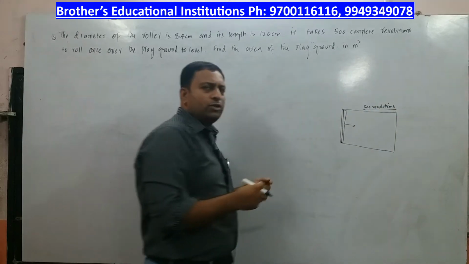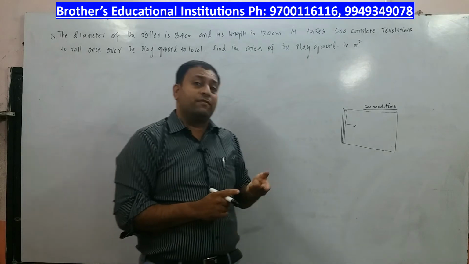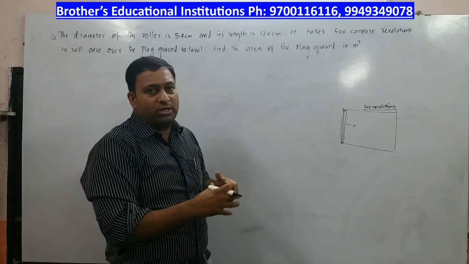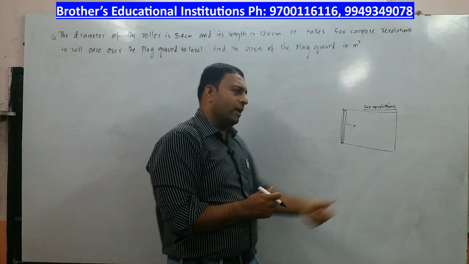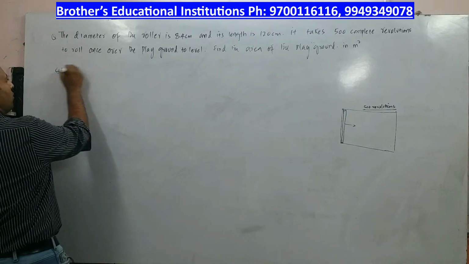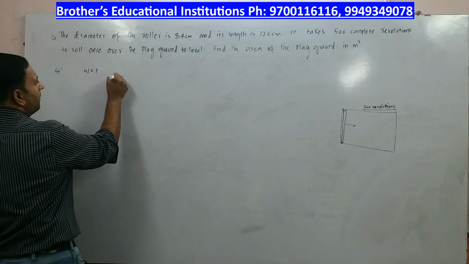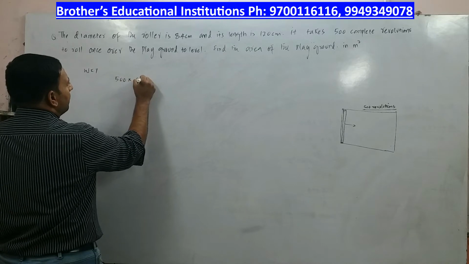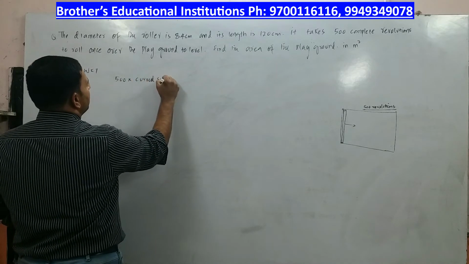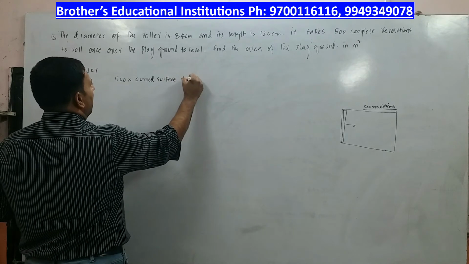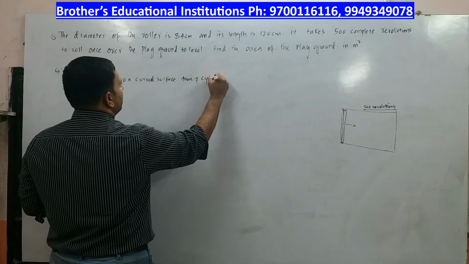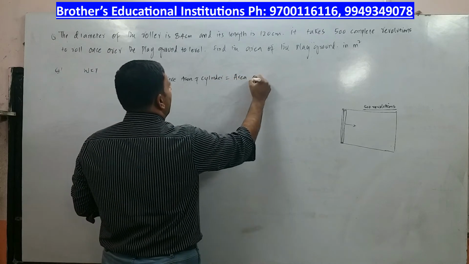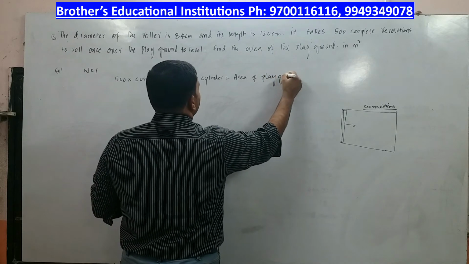What do you mean by one revolution? One revolution is nothing but one curved surface area. So 500 such curved surface areas will count to the total area of the playground. So I will write, we know that 500 into curved surface area of cylinder is equal to the area of the playground.